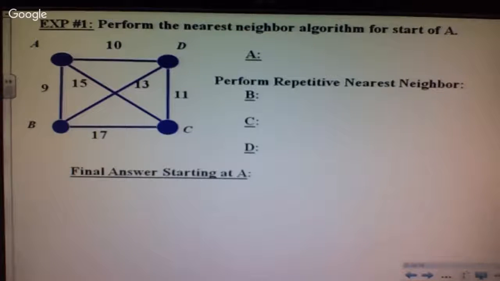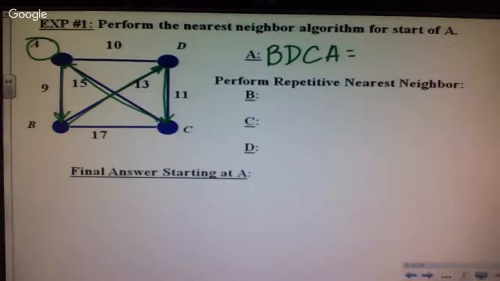Perform the nearest neighbor algorithm starting at A. If I start at A, who's my nearest neighbor? B. I'm now at B. Who's my next nearest neighbor? D. We've got 13 or 17, so we're going up to 13. And then we've got to go to C, because we've got to visit every vertex, and we go back home. So we went A to B to D to C and back to A. That was 9 plus 13 plus 11 plus 15.